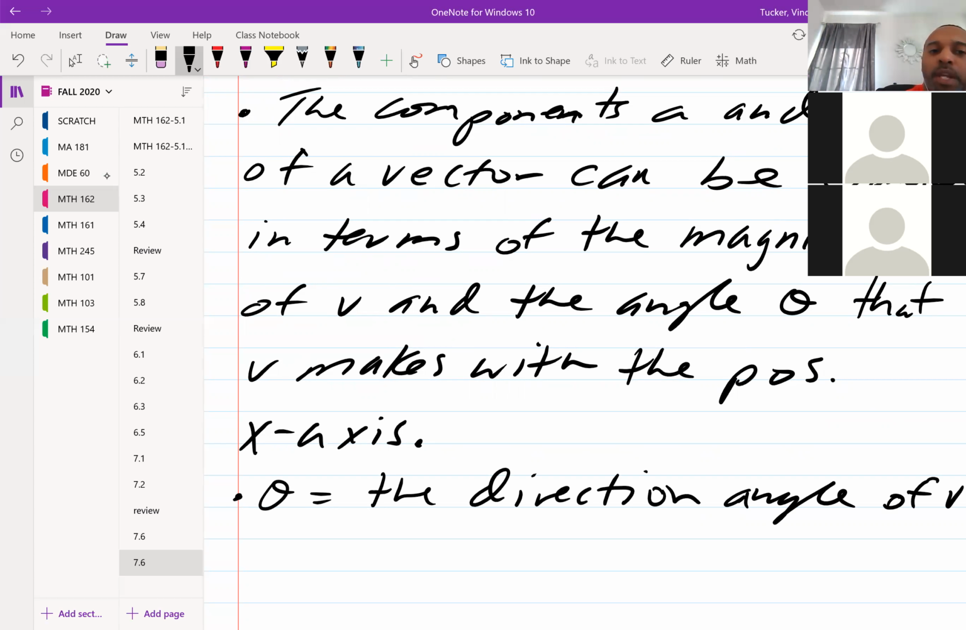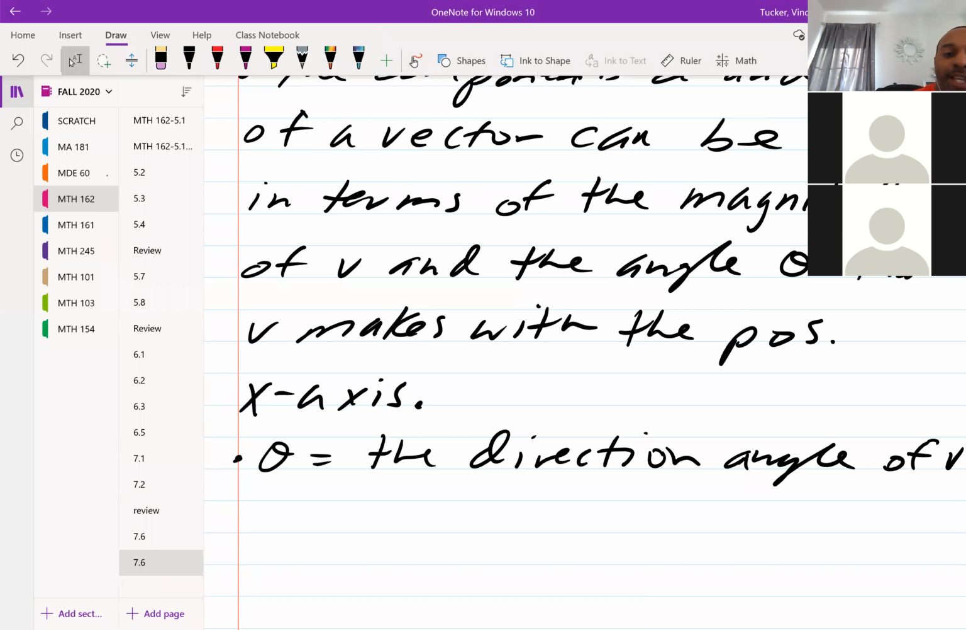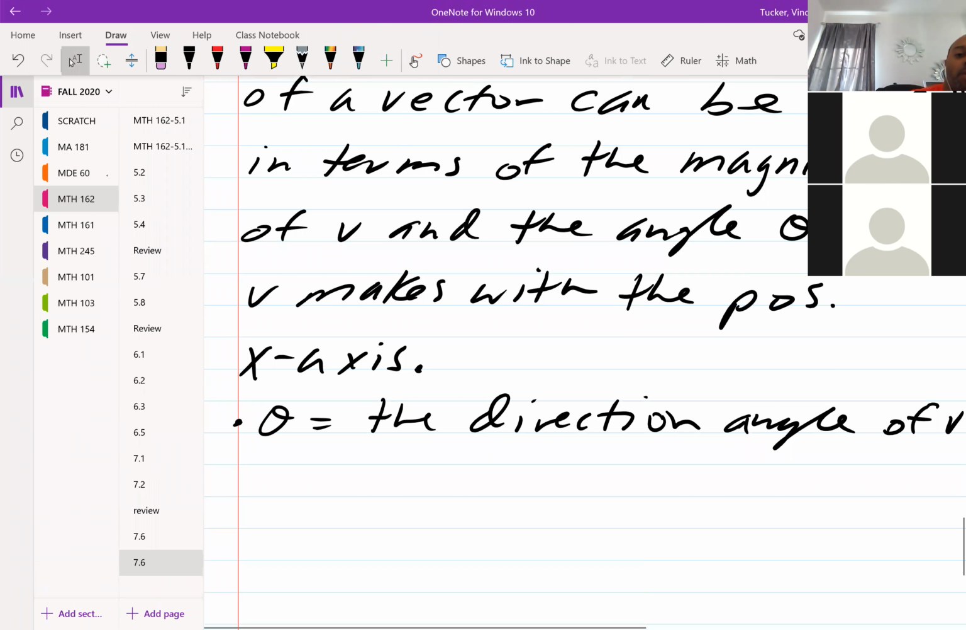All right, so the components A and B of a vector can be expressed in terms of the magnitude of V and the angle theta that V makes with the positive x-axis. So theta is called the direction angle of V. The angle that vector V makes with the positive x-axis is going to be a direction angle of V.